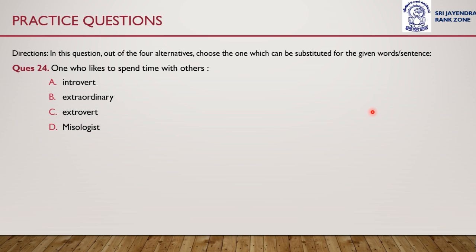One who likes to spend time with others, is he called introvert, extraordinary, extrovert, or misologist? The person who likes to spend time with others is called extrovert. Option C, extrovert, is the correct answer. Extrovert is used for someone who likes to spend time with others. Number 24, correct option is option C, extrovert.